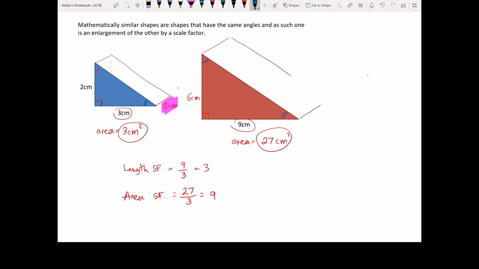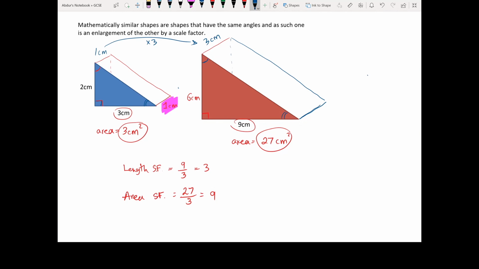So I'm just going to draw the other length here. I'll just make a note here. That's 1 centimeter. So to go from there to there, again, length scale factor times by 3. So this should be 3 centimeters. Now my shapes are 3D shapes, but they are mathematically similar.